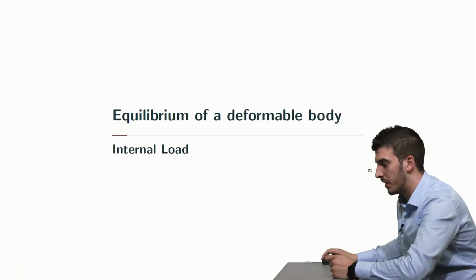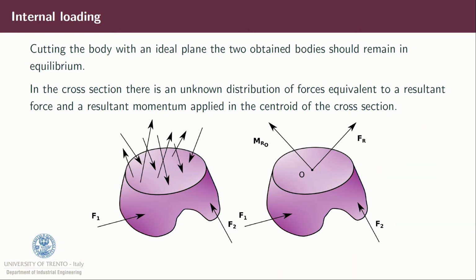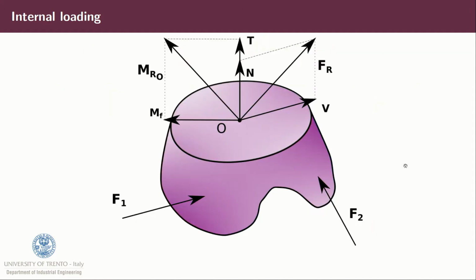Let's now enter into internal loads. If we imagine cutting a body with an ideal plane, we will have two bodies at the end, and those two bodies must remain in equilibrium. So in the cross-section, there will be an unknown distribution of forces, and this distribution is actually equivalent to a resultant force, Fr, and a resultant moment, MR0, all applied in the centroid of the cross-section.